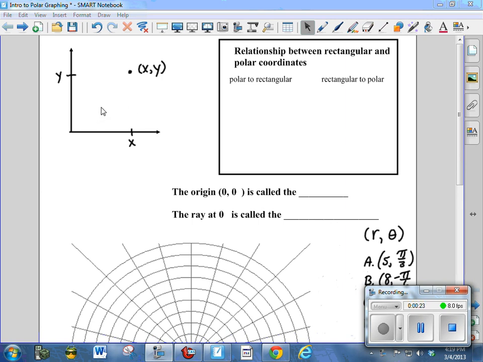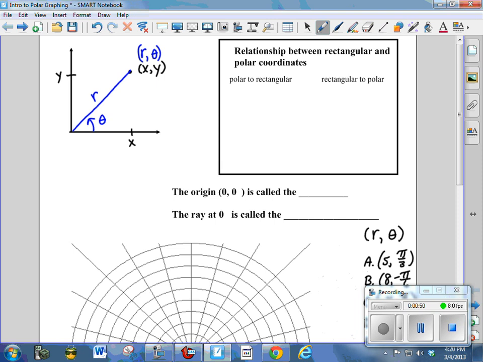Now we're going to learn another way to name or label this point. This is going to be based on two things: its distance from the origin, which we're going to call r for radius, and its rotation from the positive horizontal axis, which we're going to call theta. So instead of calling this point x, y, we're going to call it r, theta.